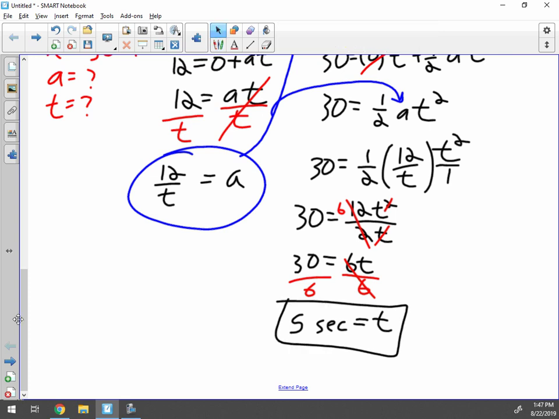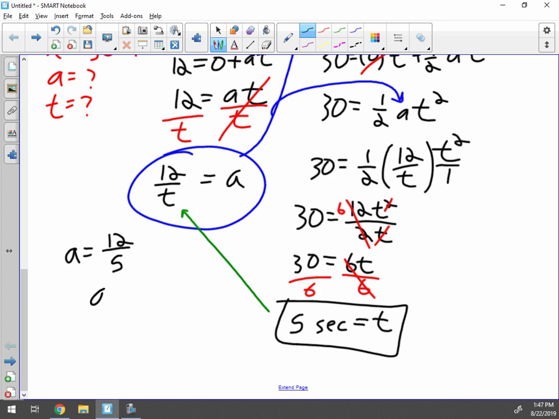I'm going to plug that back into here. So I would have a is equal to 12 over 5. So a would be 2.4 meters per second squared. And that is the answer to the other one.